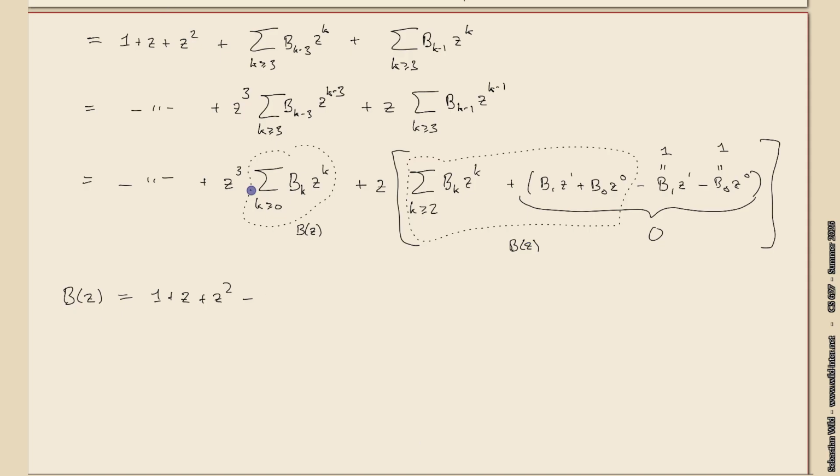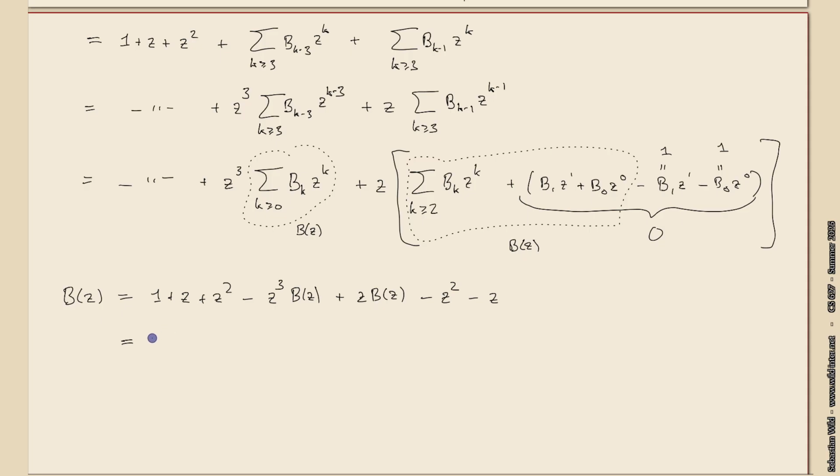Okay, but first this term, so z cubed b of z plus z times b of z. And then what's left of these? There's the minus z squared and minus z. So I guess some things do cancel out, but it's different things than I previously had. Okay.